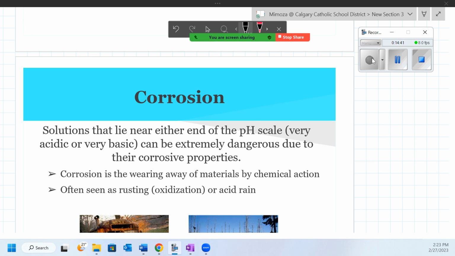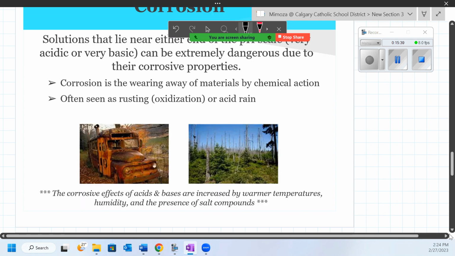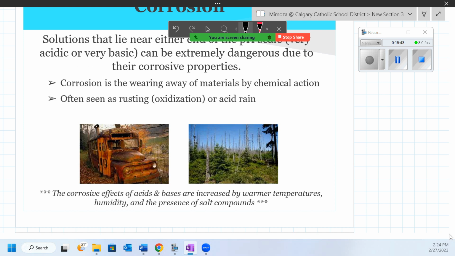So the reason that you have that reminder there is because a very acidic or a very basic solution, as soon as it is in contact with a material, will cause what is known as corrosion. So corrosion is, quote unquote, the solution eating up the material, wearing away the material through a chemical reaction. Very often it is perceived as oxidation or acid rain, but actually this can be under a big umbrella. It lies under corrosion.